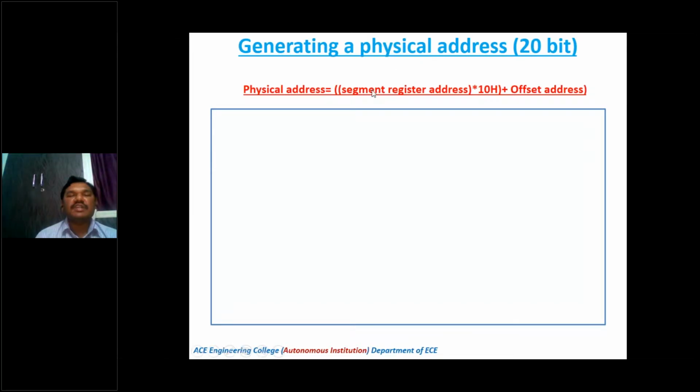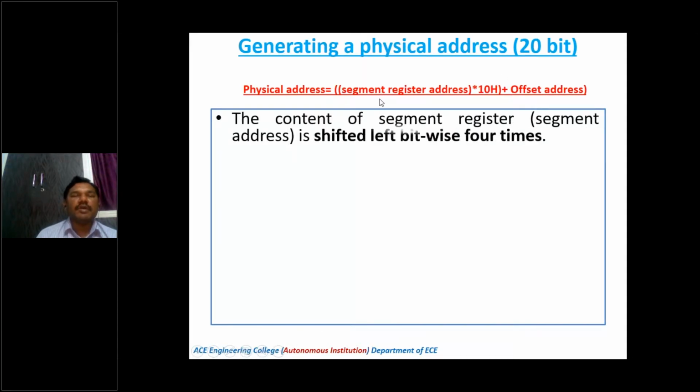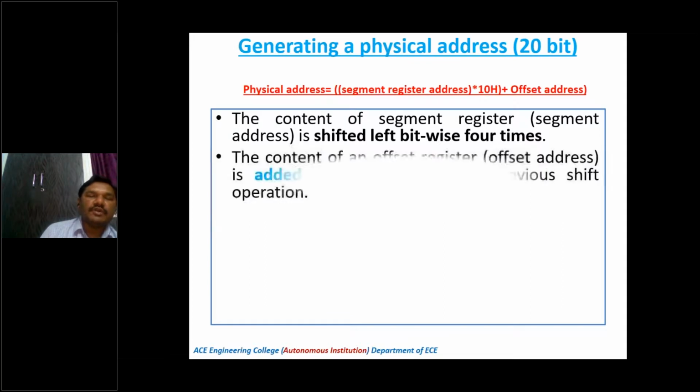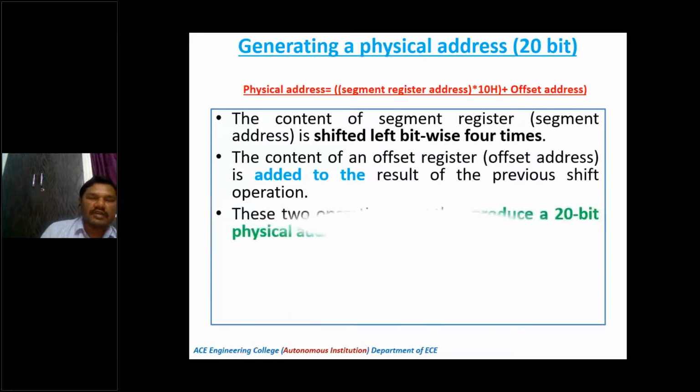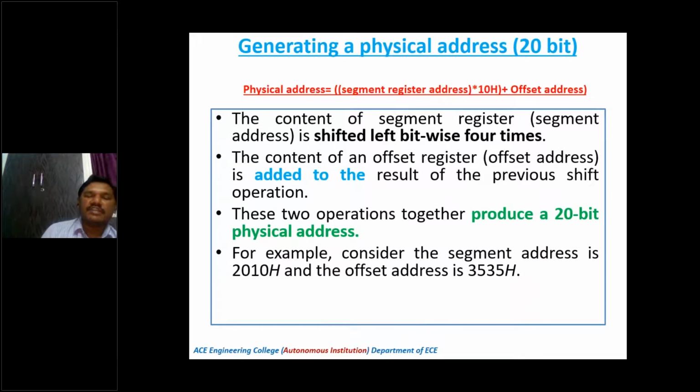The segment address is given by the segment registers and the offset address is given by the offset registers. The contents of the segment register are shifted left bitwise 4 times. Then the contents of an offset register are added to the result of the previous shift operation. These two operations together produce a 20-bit physical address. For example, consider segment address 2010H and offset address 3535H.